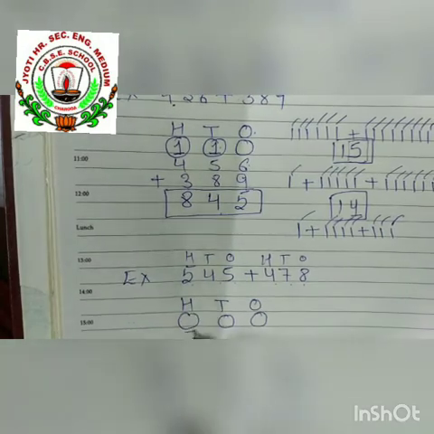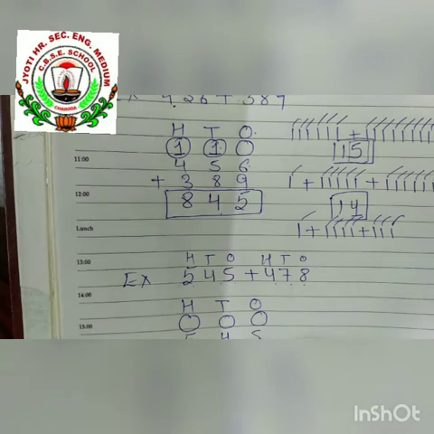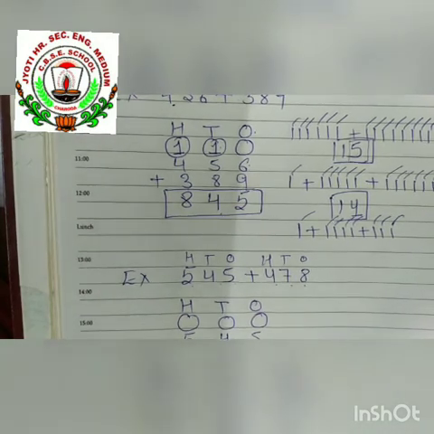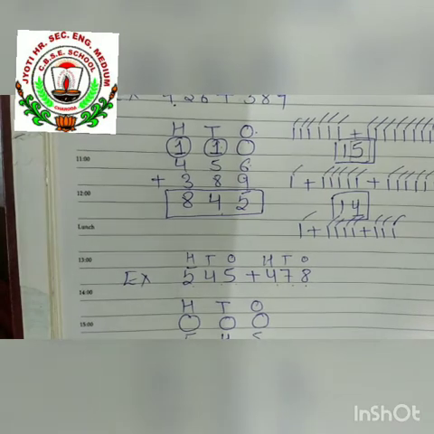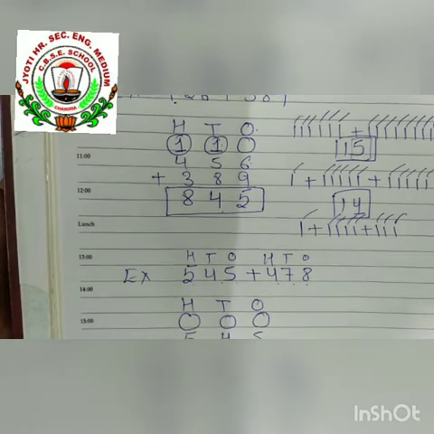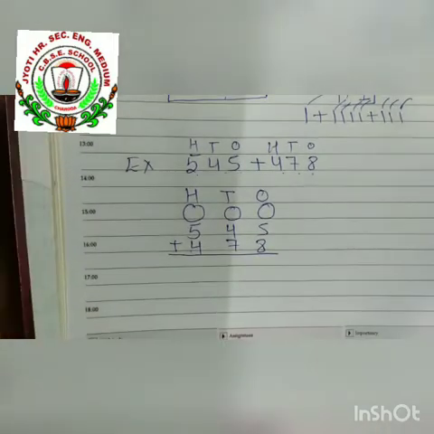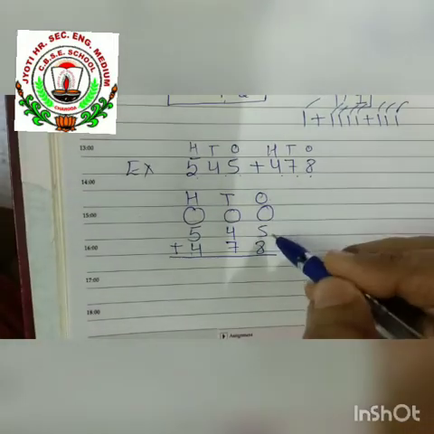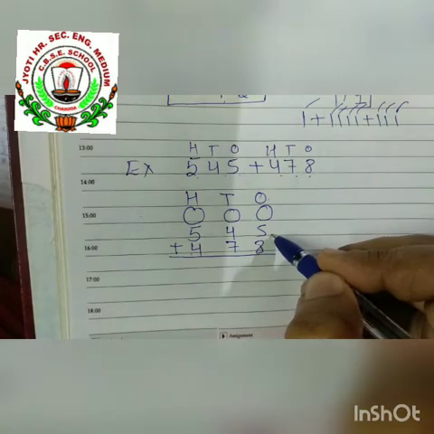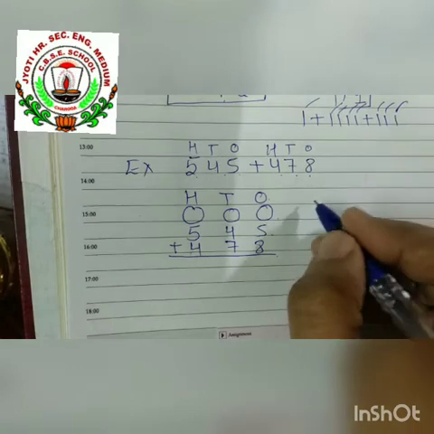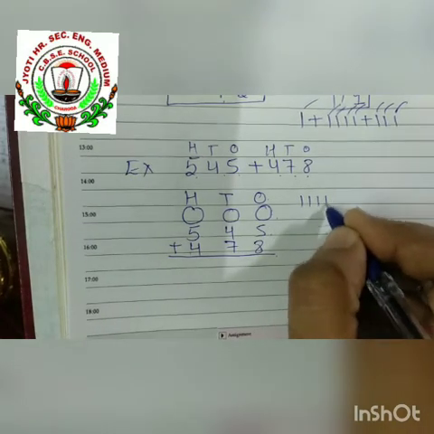The first number we have taken is 545. The second number I have taken is 478. Now we are doing addition, so I have put the sign of addition. Now we will add the digits in the ones place first. The digits in the ones place are 5 and 8. So first we will draw how many lines? 5 lines. 1 2 3 4 5.